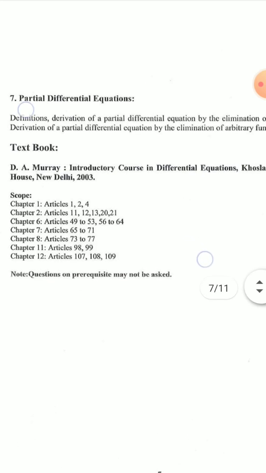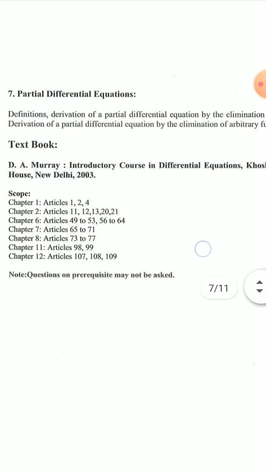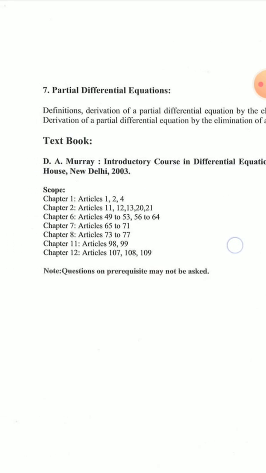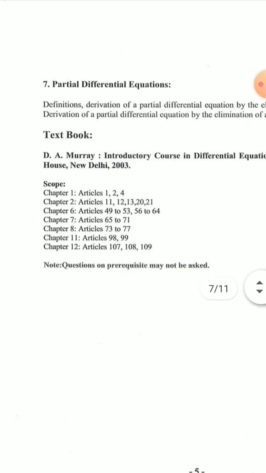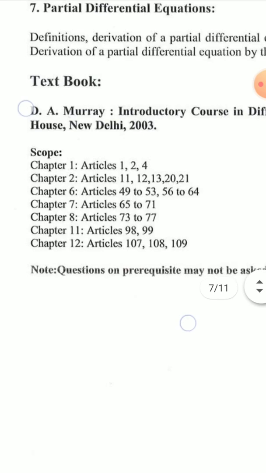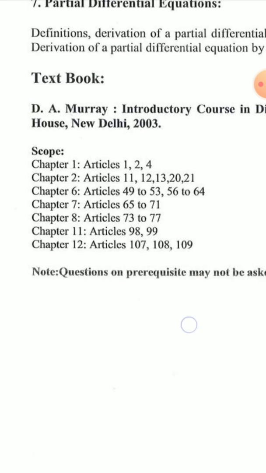Now you have to use the textbook Introductory Course in Differential Equations, Kolsa Publishing House, New Delhi. Name of author is D.A. Murray. This complete book is not for your syllabus. Some scope is given here. Chapter 1, articles 1 to 4: 1, 2 and 4, third is not included in your syllabus, and same for the remaining chapters. Particular articles are mentioned which are included in your syllabus.